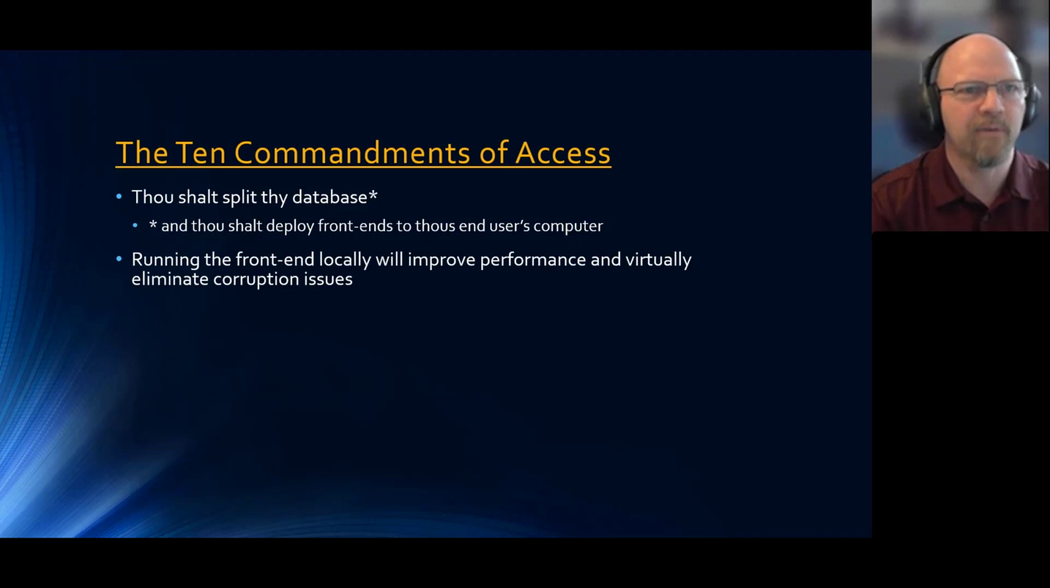The reason we do this is obviously we have to be able to update the front end file when we push out new changes, but there are also some benefits that improve your performance. Back when I started, 10 megabit networks were the thing for clients. Now it's gigabit, so you may not see that dramatic improvement, but putting all that stuff locally eliminates some network traffic. It can also virtually eliminate corruption issues. If a user does corrupt their copy of the front end, there's a pretty good chance Access will fix it. If it can't, you can just give them a new version. They're the only user that's affected.